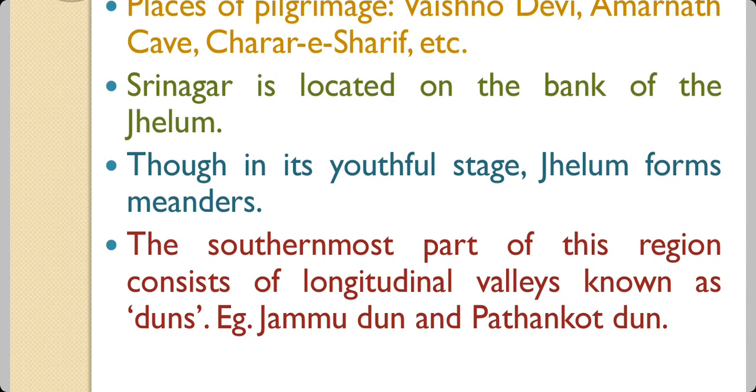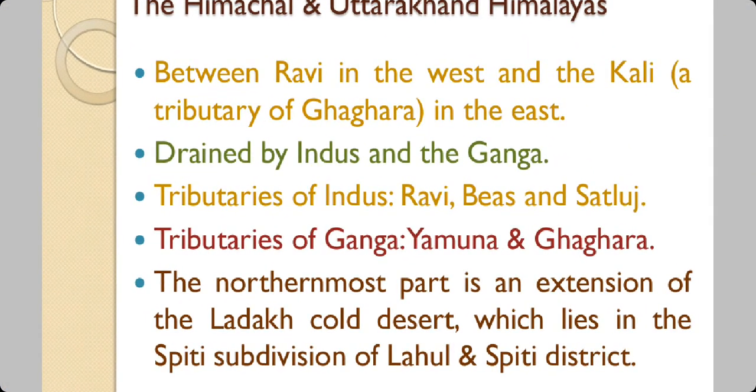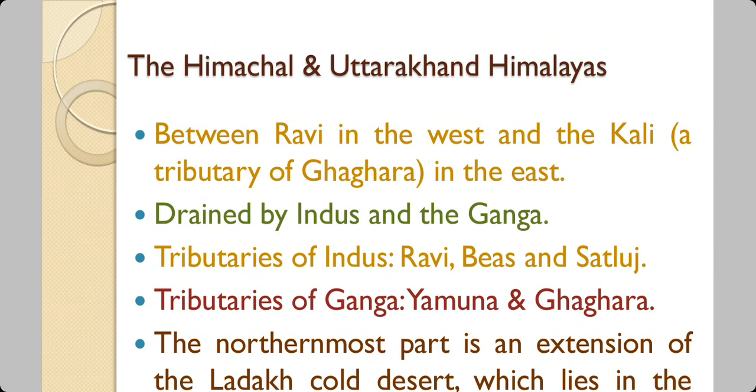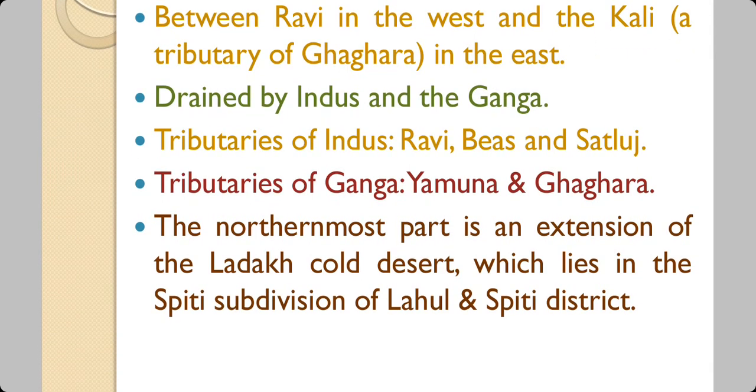The southernmost part of this region consists of longitudinal valleys known as Dun. Now we have Jammu Dun and Pathankot Dun as examples. Now between Ravi River in the west and the Kali River in the east, Kali is a tributary of the Gagra River. We have the second division of Himalayas known as the Himachal Himalayas and the Uttarakhand Himalayas. This is drained by Indus River and the Ganga River, and the tributaries of Indus River are Ravi, Beas, and Satluj rivers. The tributaries of Ganga are Yamuna and Gagra.